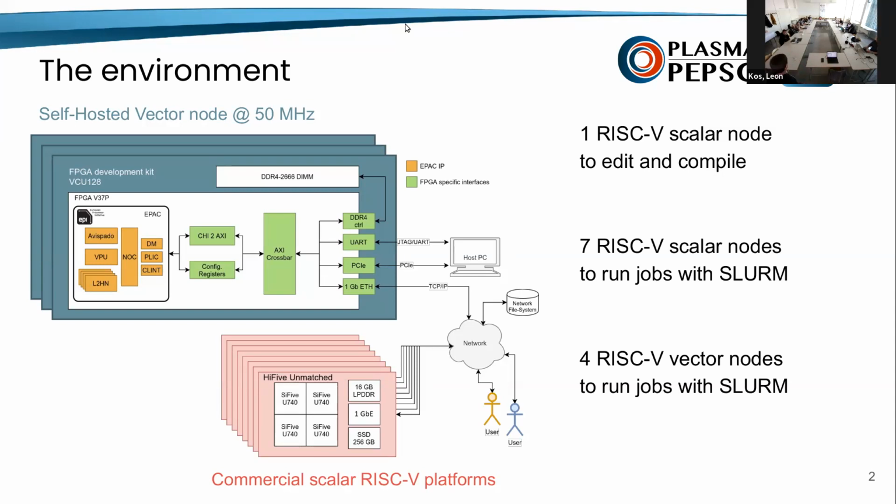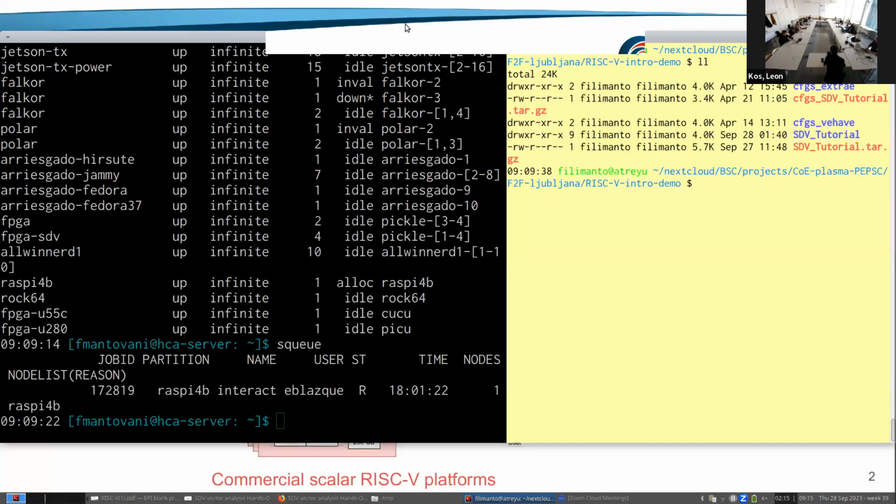Here you have no vectors. So this is a standard Scala CPU. We have 7 of them. One is dedicated for compiling and testing, like a typical cluster, right? You have one node to do your test and 7 nodes to launch your jobs. And then we have 4 systems that are vector compute nodes to run jobs with the same Slurm. So whenever you have your binary and your job script, you can either send it to this queue or this other queue.